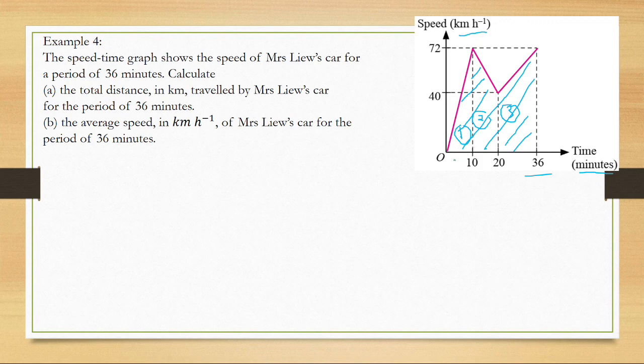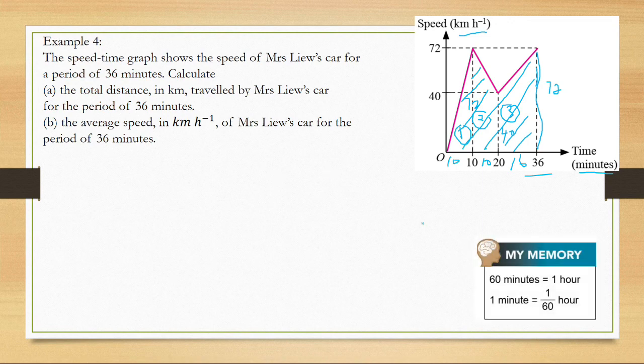Okay, so find out the values one by one. This is a 10 here. This 20 minus 10 is another 10. 36 minus 20 is a 16. The height here, this part, is 72. This part is 40. This length is another 72. Sorry, this is what I've told you just now: 1 minute equals 1/60 hour.